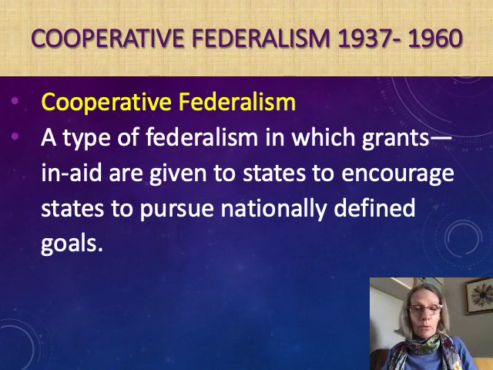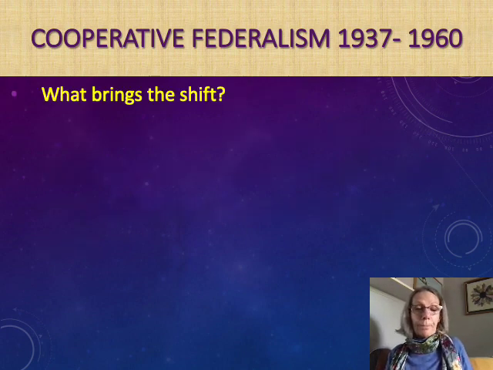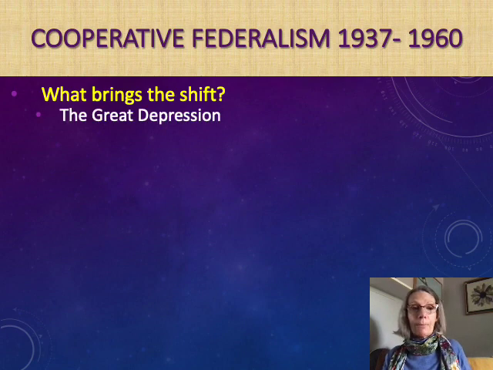But like I said before, these changes in eras didn't just happen, they happened for a reason. So let's look at the reasons for the onset of cooperative federalism. So what brings about the shift away from dual federalism to cooperative federalism? Well, there are two major factors that bring about cooperative federalism. One is economic, and the other has to do with the Supreme Court.